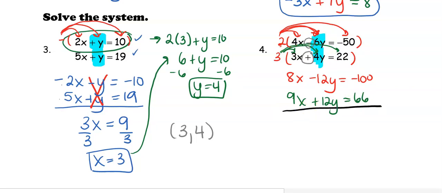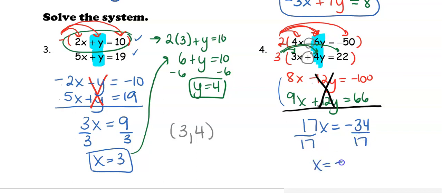So our whole goal there, again, a negative 12 and a positive 12, that gives me 0 y's. So that eliminates. And then we combine 8 and 9 is 17x. A negative 100 and a positive 66 is a negative 34. We divide by 17 to find that x is going to be equal to a negative 2.